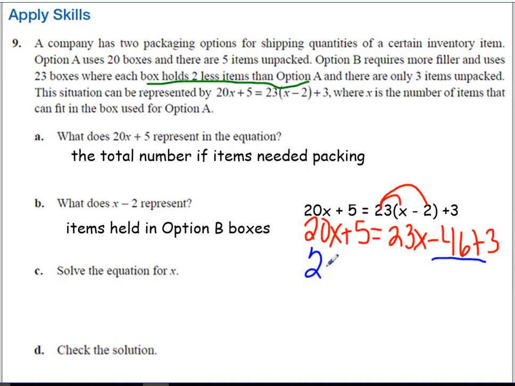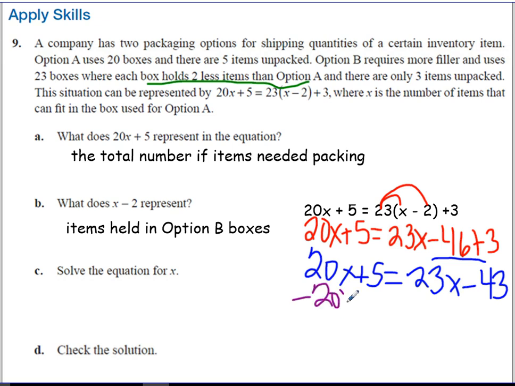So we have 20x plus 5 equals 23x minus 43. And we combine those like terms. So now let's get all our x's to one side. 20 is a smaller, so that's one I like to move. So we see positive 20, so we'll subtract 20x from both sides.